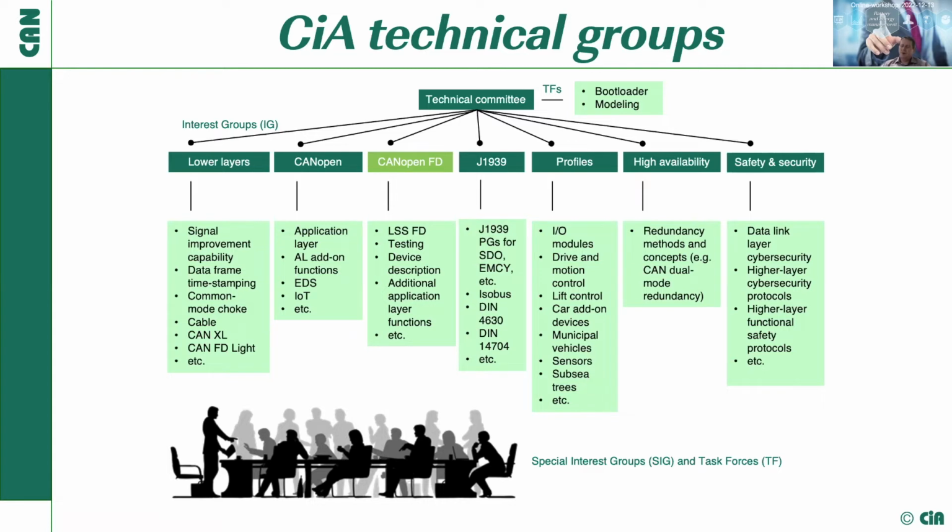They say, okay, we want to think about the data arrangement of a certain device class, a drive, an I/O module, a component for an elevator application. And then they specify that, and in a second step, they have then the possibility to map this content to a certain communication technology like CANopen, CANopen FD, or J1939.